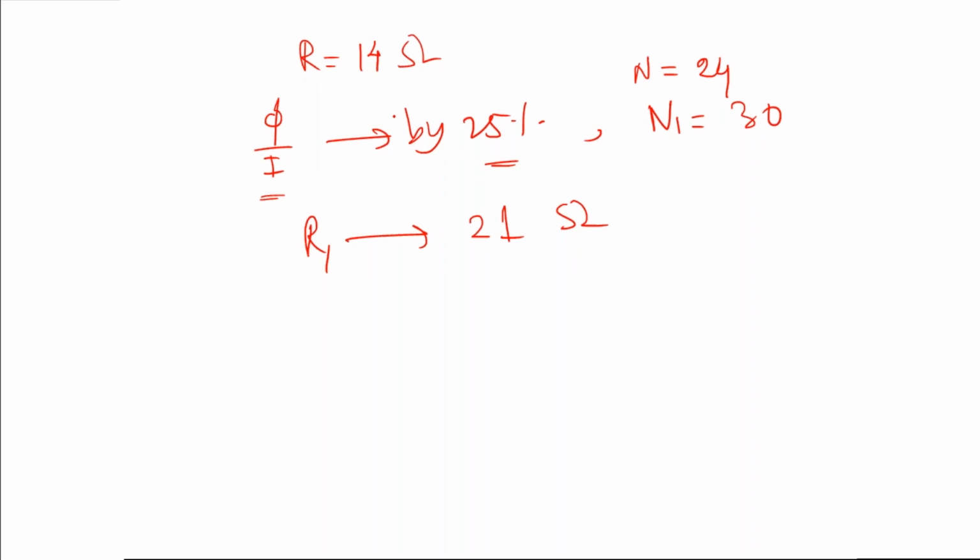You want to know what R is? R is the resistance of the coil. And R1 is the resistance of the coil when I am increasing the sensitivity, my number of turns has increased to 30. Earlier it was 24. So as you increase the length of the coil, your resistance also will increase.